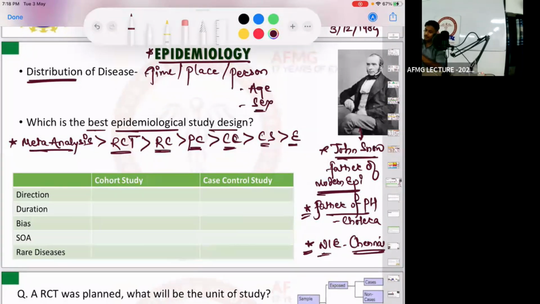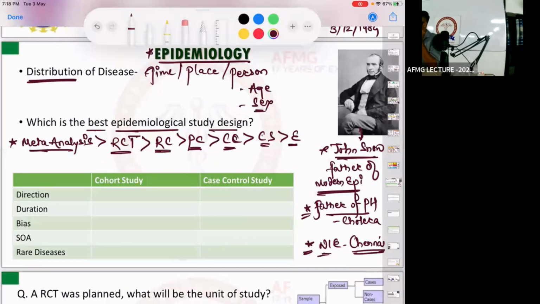ठीक है, अगर meta-analysis option में नहीं है तो RCT, that is your randomized control trial. Now please remember the epidemiological study design is classified into two groups: either observational studies or interventional studies. Observational studies can be descriptive or analytical. Hypothesis is formulated in the descriptive studies, which are in relation to time, place and person.